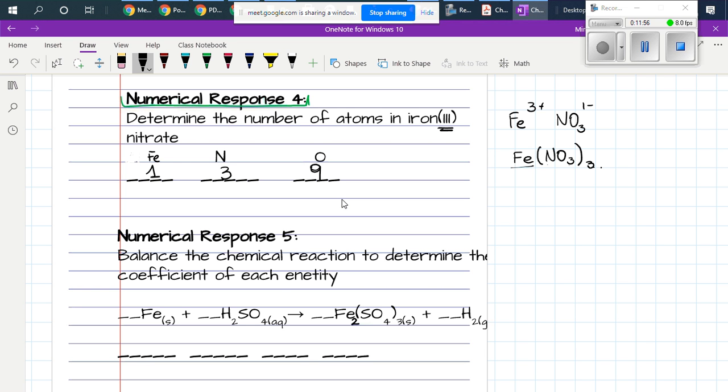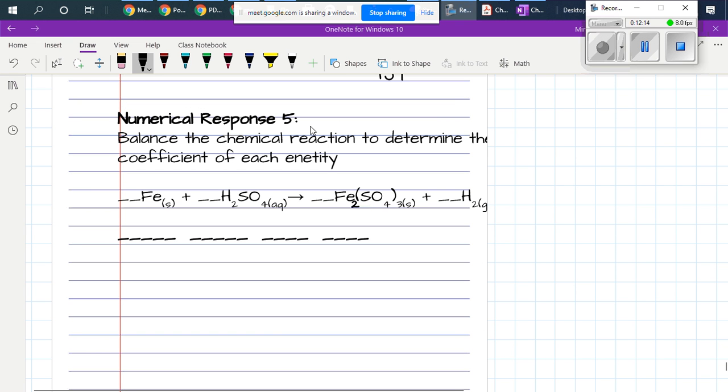How will you record this into either the D2L question, or when you go and write your diploma? It is just 1, 3, 9, no space, no comma, no nothing. Clear? Question. Numerical response number 5 deals with balancing chemical reactions. The chemical reaction is given to you, and again, there is a typo there too. Add a 2 below the iron in your notebook, please. And now let's balance it.